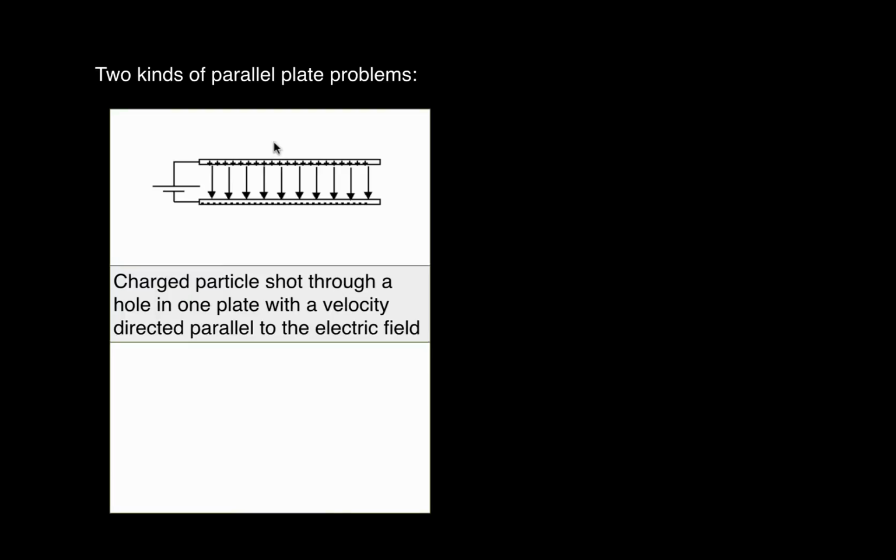There are two types of parallel plate problems. The first type is a charged particle shot through a hole in one plate with a velocity directed parallel to the electric field. The particle will experience a force parallel to its motion, and it will accelerate.